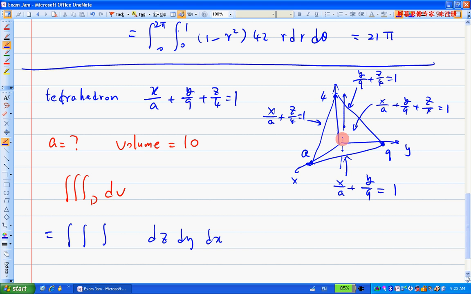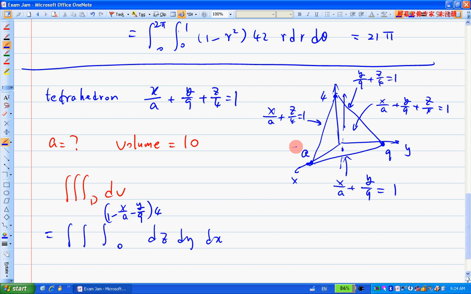Then draw vertical lines in the direction of the positive z-axis. It bumps into zero first, then the top plane next. The top plane is z equals 4 times (1 minus x over a minus y over 9). Was that right? No. Why not? Because there's a z over 4 here.